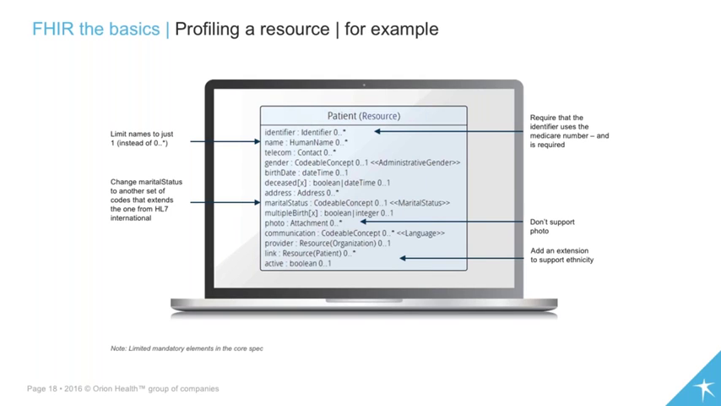Across to the top right-hand side there, you could say that the Medicare number is a required identifier for this resource. Moving down the right-hand side, we could say that we don't support photos. We could add an extension if we wanted to represent the ethnicity inside of the resource. And then finally, to the lower left-hand side there, we could change the value set, if you like, or the options that exist for marital status if they are different in Australia or New Zealand from what the specification actually does. So this is what profiling is all about. Profiling is about taking the core set of resources and making them work in your scenario.